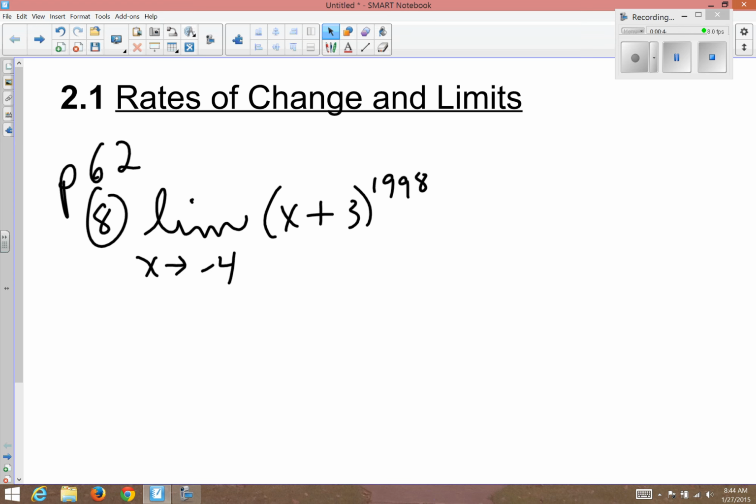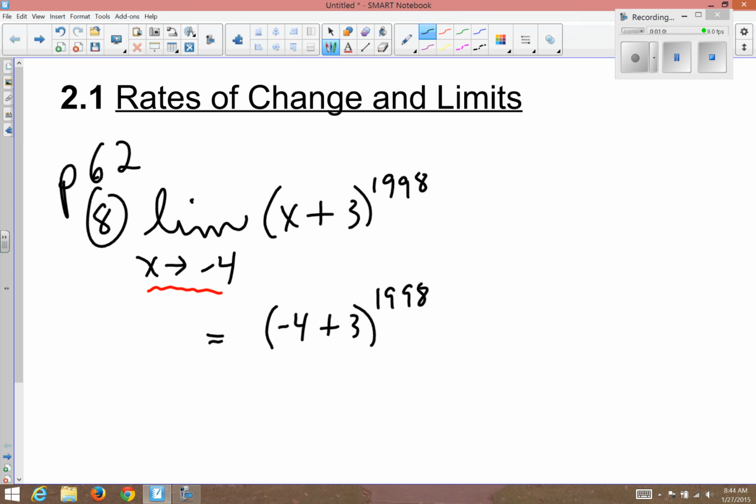Without talking about the meaning of this limit, we're going to just say to evaluate this limit, we simply replace x with -4. So we drop the limit notation, just writing this with -4 in place of x. -4 plus 3 is -1. -1 times itself this many times is +1. That's the answer. We'll talk about the meaning of this later.